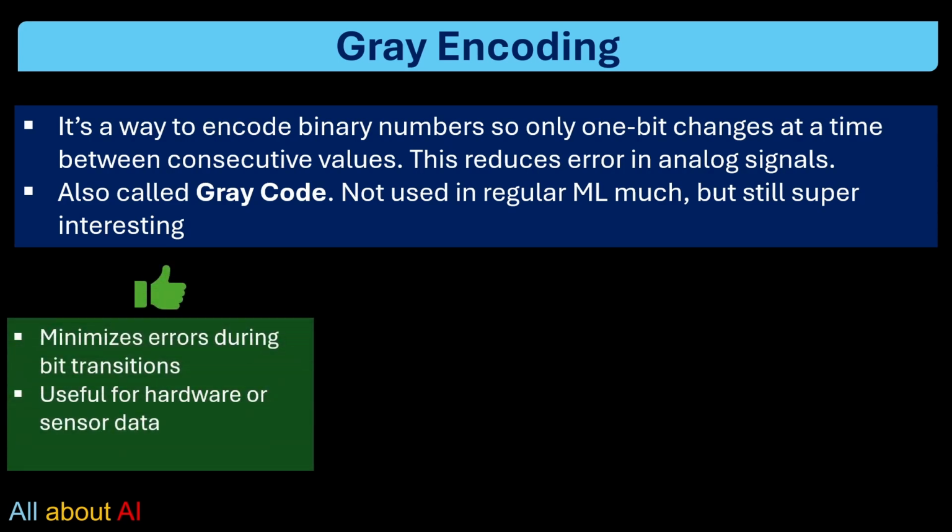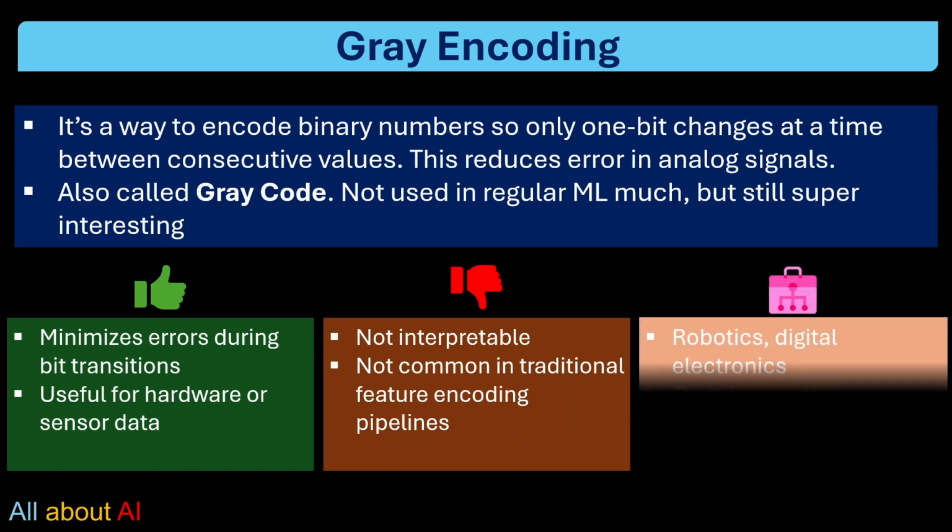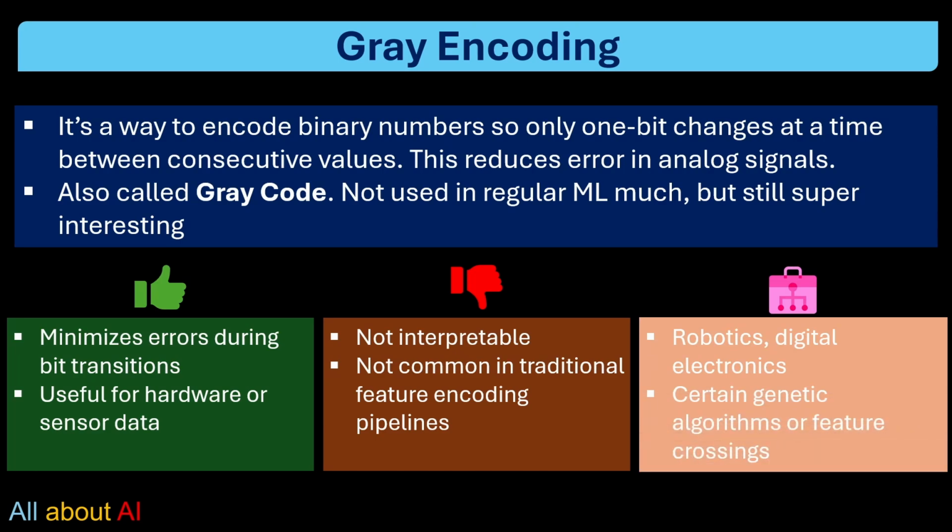It minimizes errors during bit transitions, and it's ideal for hardware or sensor data processing. But there are downsides. It's not interpretable and isn't widely adopted in traditional feature encoding workflows for machine learning. Use cases: you will find gray encoding in robotics, digital electronics, and some types of genetic algorithms or feature crossings.